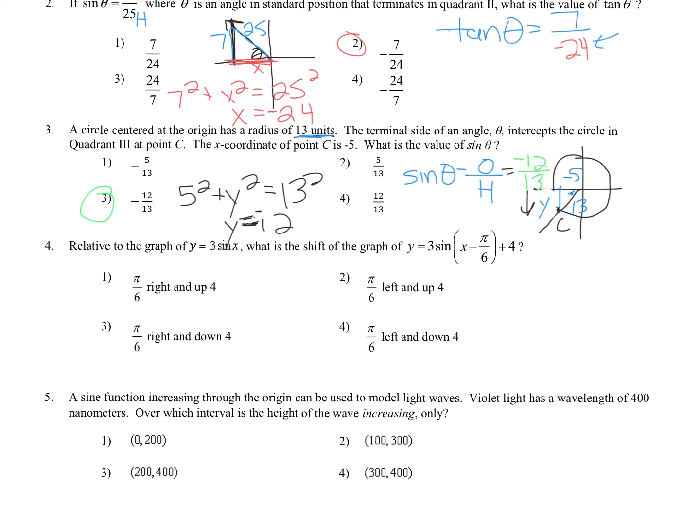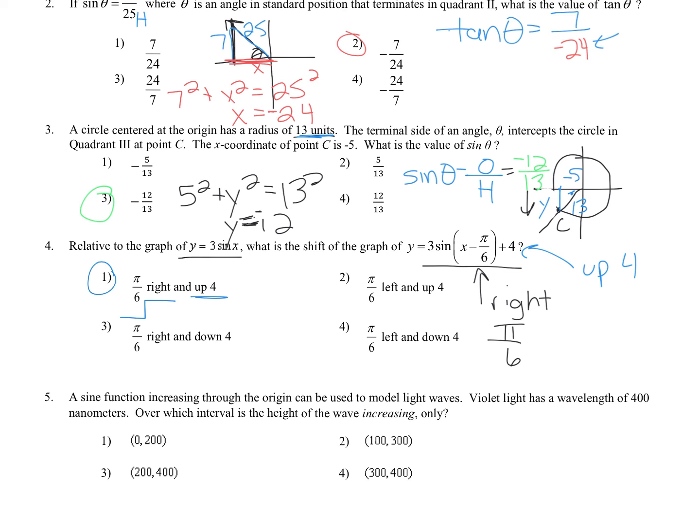So on the next one, we have a graphing question that seems like it's a sine question, but really it's a transformations question. And we're saying, how do we go from 3 sine x to 3 sine of x minus pi over 6 plus 4? So when we have x minus, we know that that's going to move the graph to the right, and specifically right pi over 6. When we have a plus at the end on its own, we know that's going to move the graph up that many units. So looking at this, we want right pi over 6 and up 4, and that is choice 1.